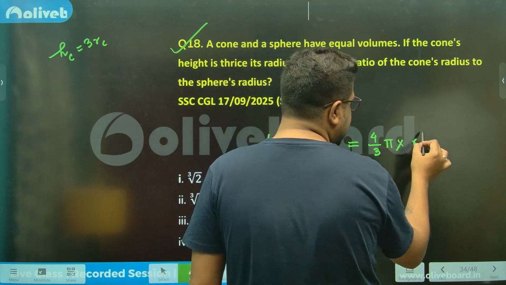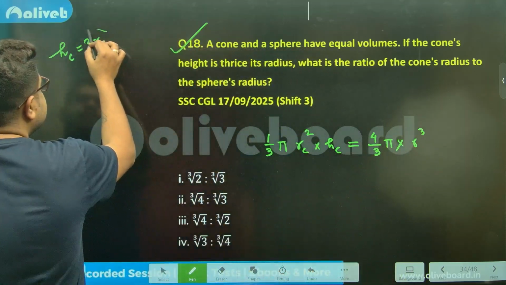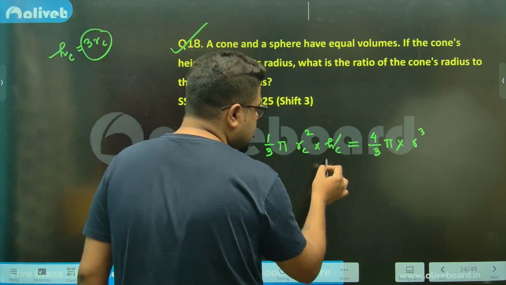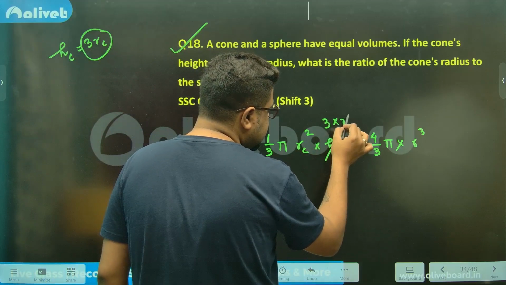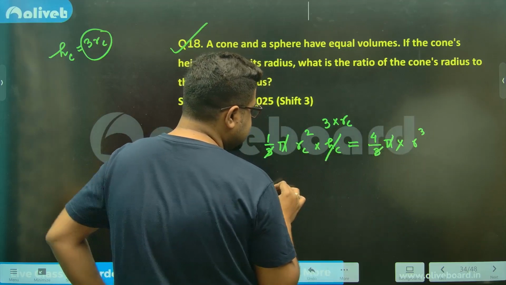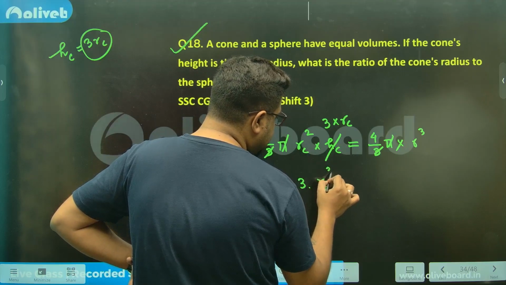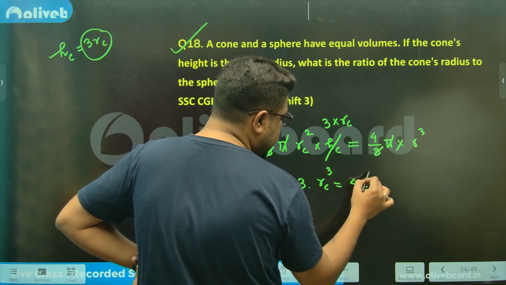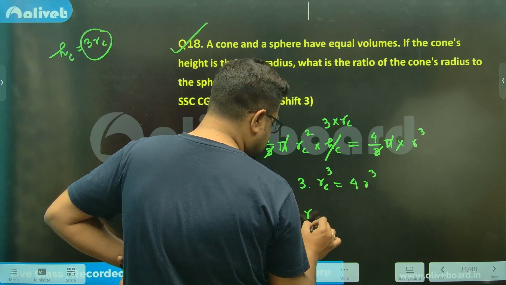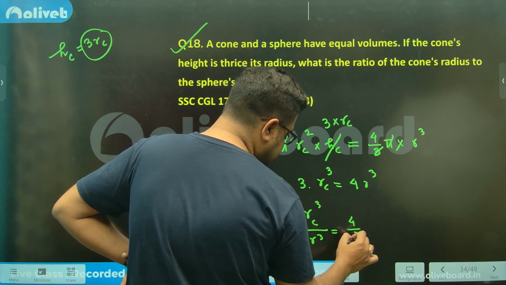So again, I've taken r normally r cube. Now what I can do, hc I can put 3rc, 3 times rc. So 1 pi by 3 cancels. So I can write 3 times rc cube is equal to 4 times r cube. So rc cube by r cube is 4 by 3, sir.